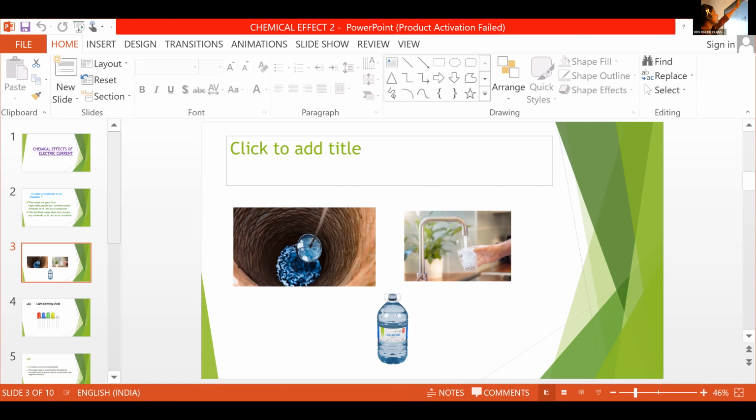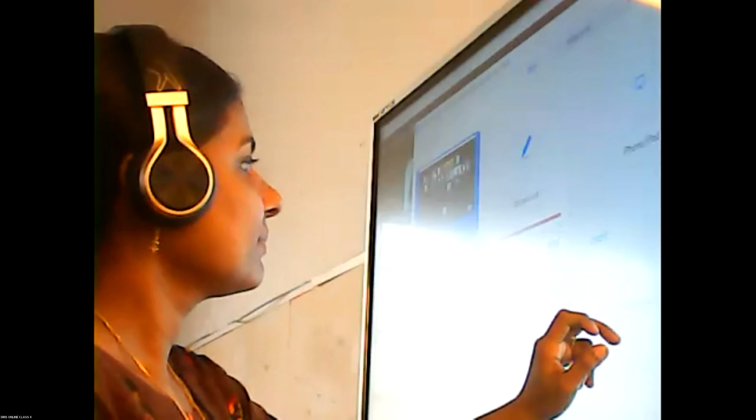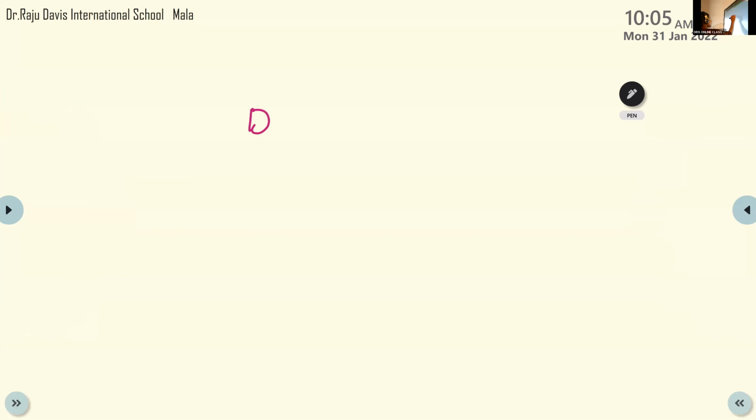What is meant by distillation? You know what is meant by distillation? How can we purify? Ma'am, it's a purifying method, right? Yes, very good. It's a type of purifying method for the water. Okay. Then what do we do here in order to purify the water? What is the first process?